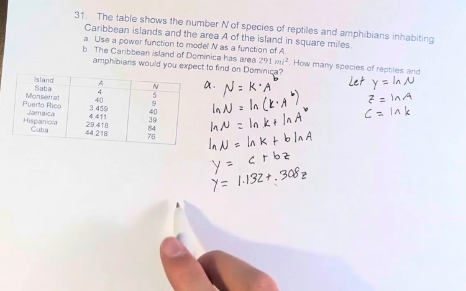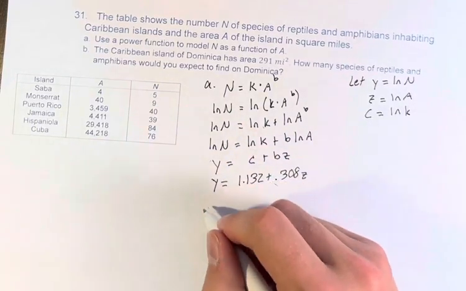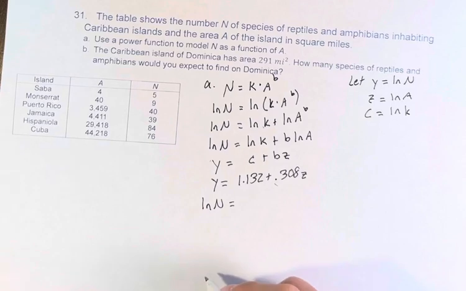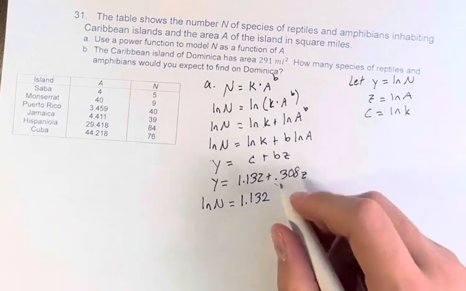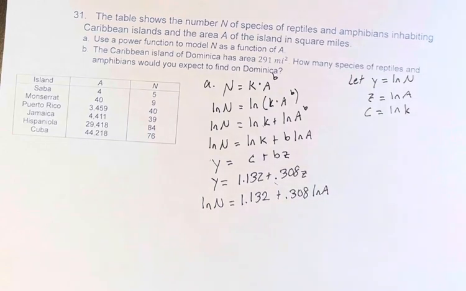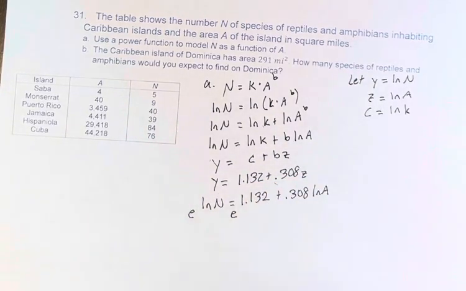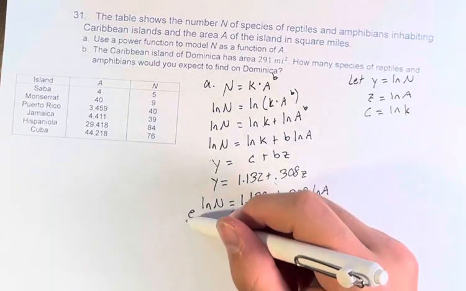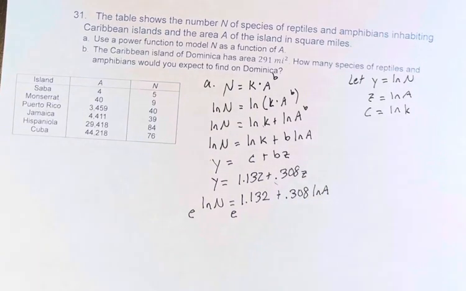So how do we turn this back into something in terms of n and A? Well, let's first plug back in what we had for our variables. So the ln of n is equal to 1.132 plus 0.308 times the ln of A. How do we get rid of these natural logs? Well, we can raise e to the power of both sides. e to something is equal to e to something only if the actual exponents are equal.